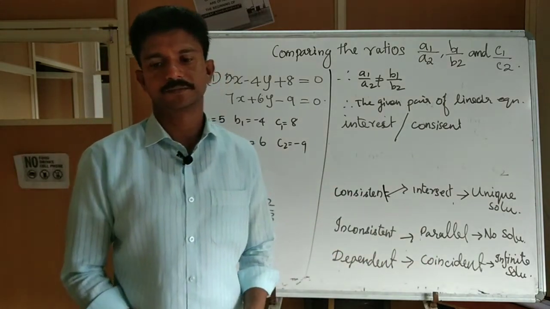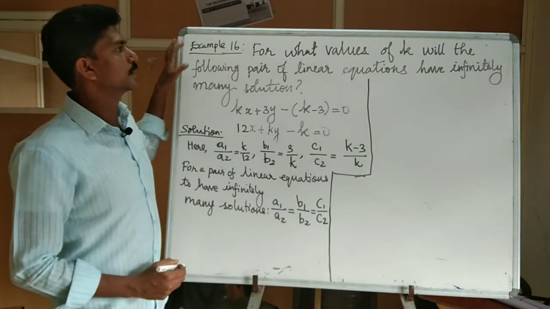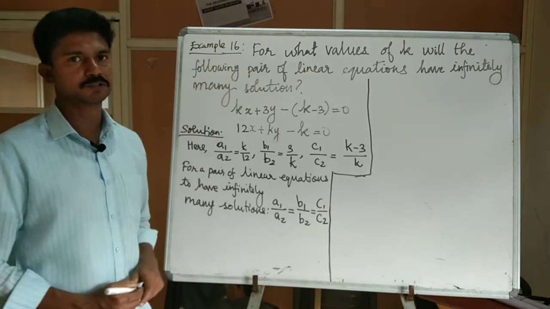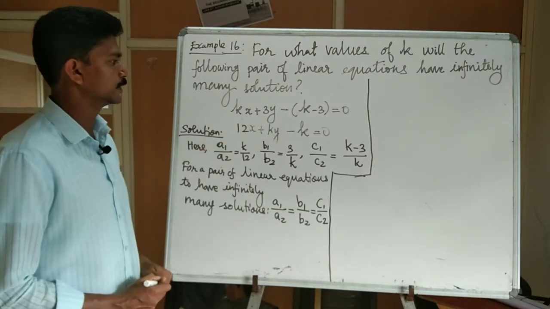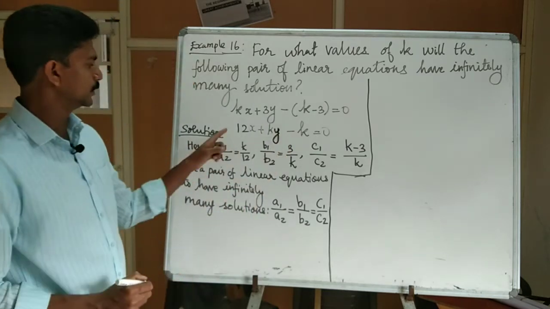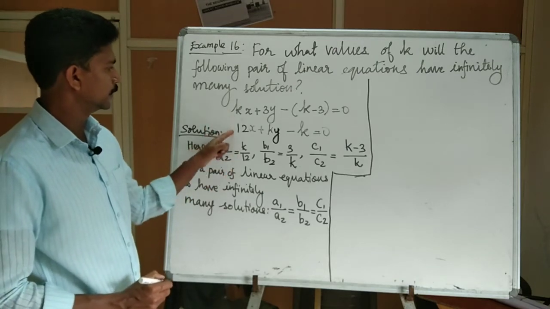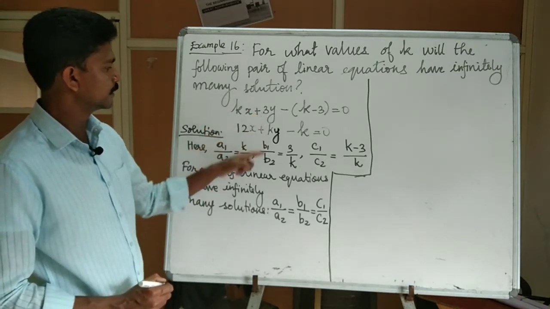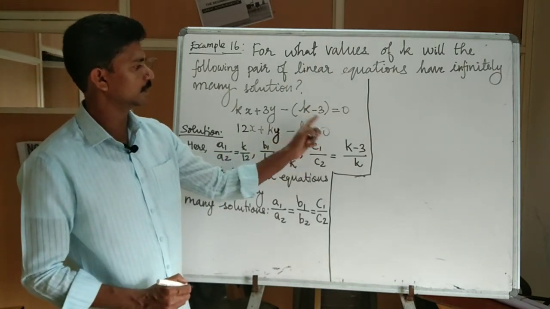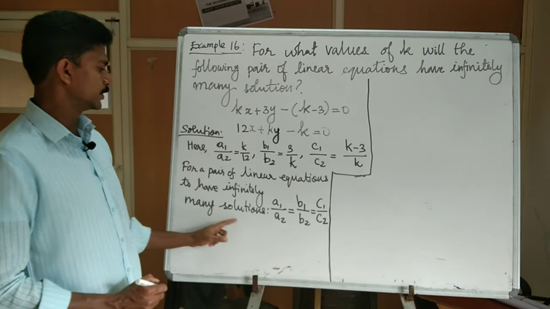So let us see another question. Let us understand this example 16. For which value of k will the following pair of linear equation have infinitely many solutions? We have given the two pair of linear equations here. The coefficient we can take it as A1 by A2 as k by 12, B1 by B2 as 3 by k, and C1 by C2 as k minus 3 by k. We can take it as to have infinitely many solutions for equations.